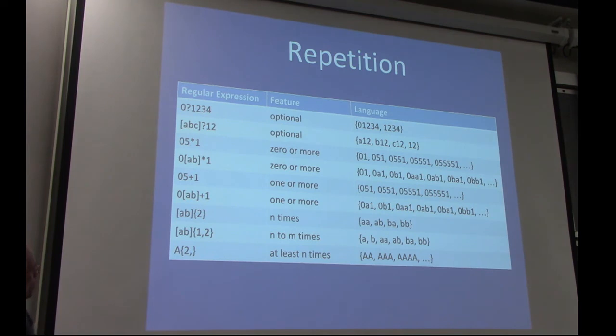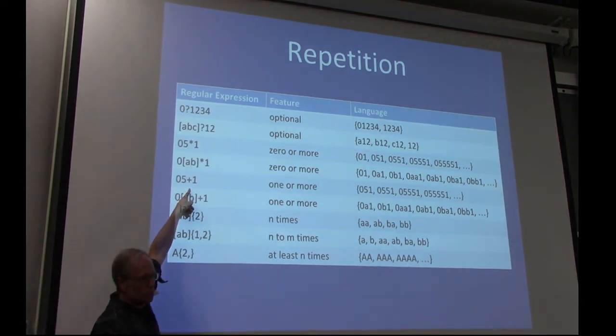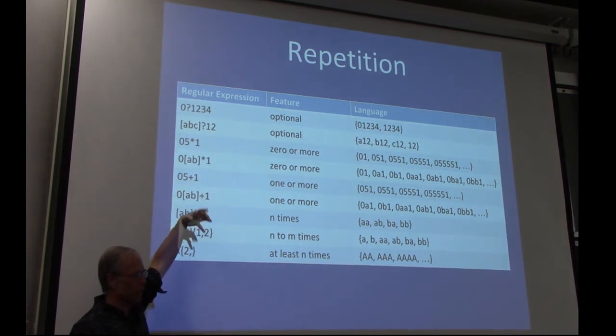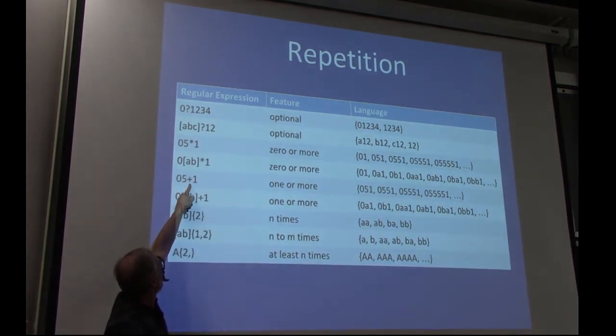Star means 0 or more. Plus means 1 or more. So star and plus work the same way, except with plus you've got to have at least 1. So this says you have a 0, followed by 1 or more 5s, followed by a 1.